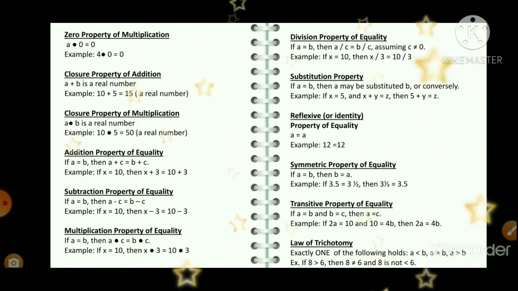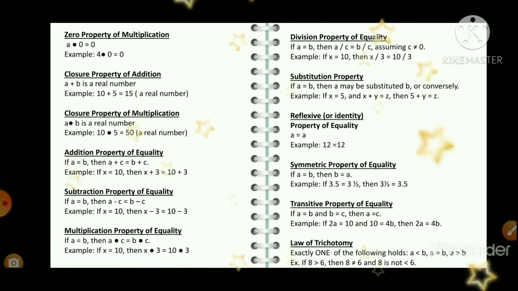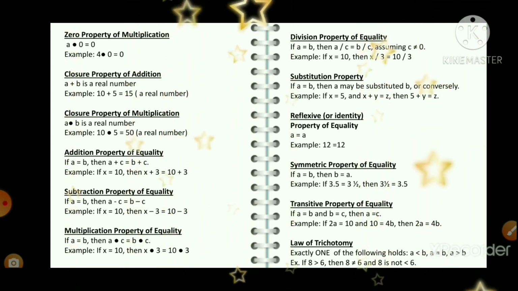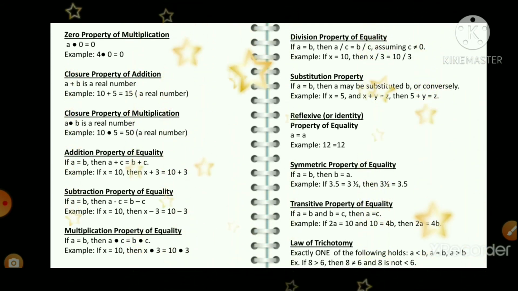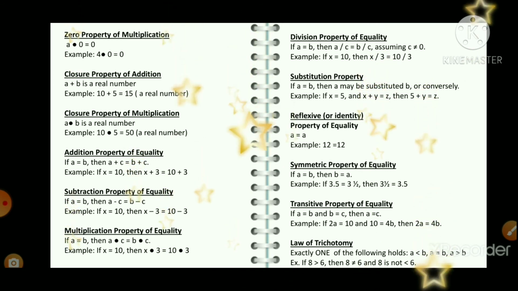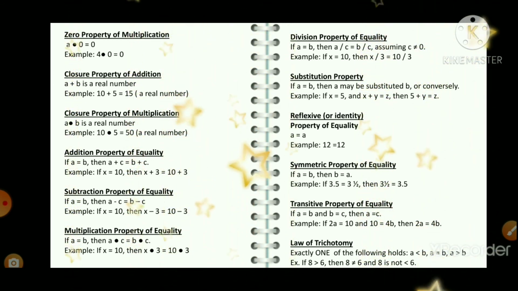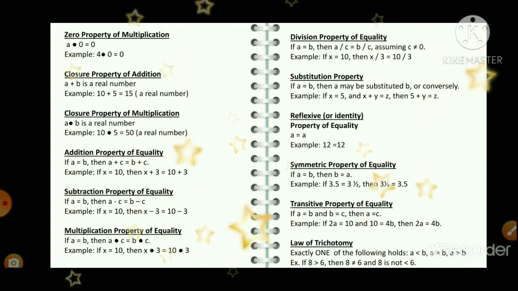Symmetric property of equality. If A is equal to B, then B is equal to A. Example, if 3.5 is equal to 3 and 1/2, then 3 and 1/2 is equal to 3.5. Quantities that are equal can be read forward or backward.